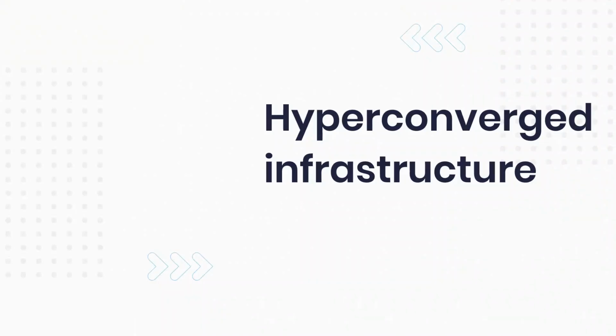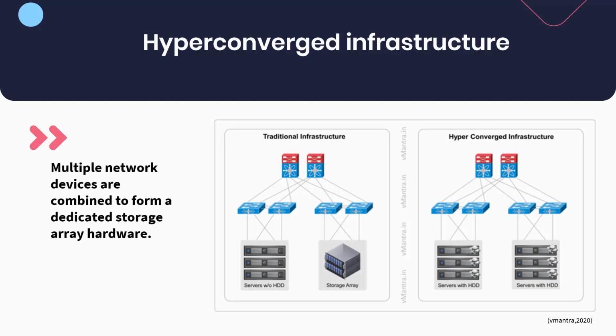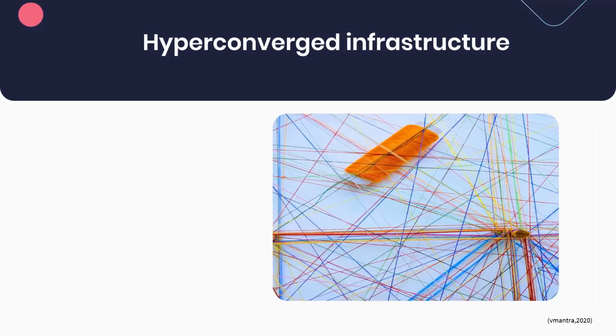Hyper-converged infrastructure. The last infrastructure we will be looking at in this lesson. It is basically an upgrade of the converged infrastructure. As can be seen in the diagram, in a hyper-converged infrastructure, multiple network devices such as server nodes and storage are combined to form a dedicated storage array hardware.